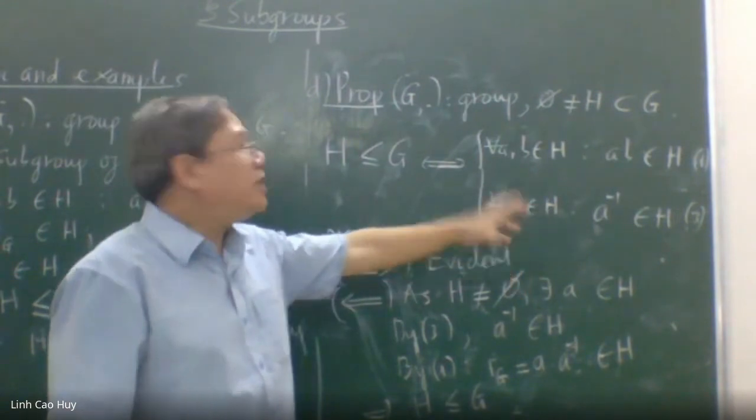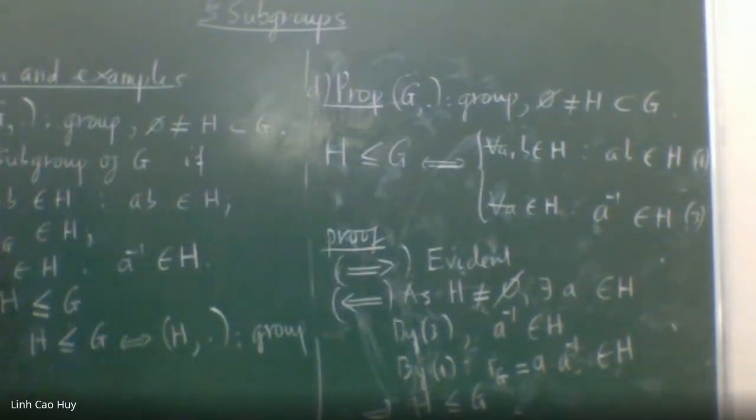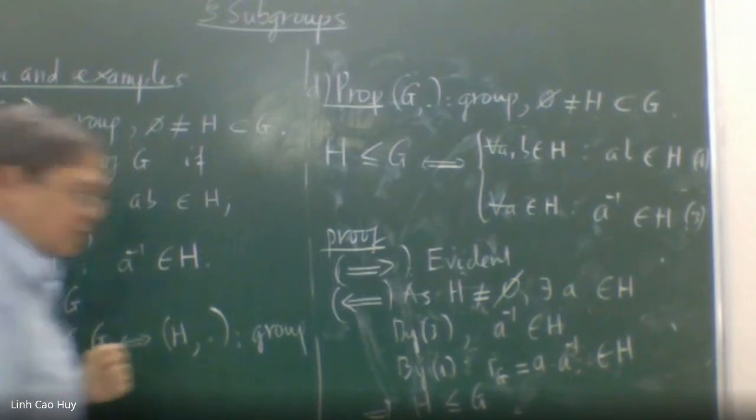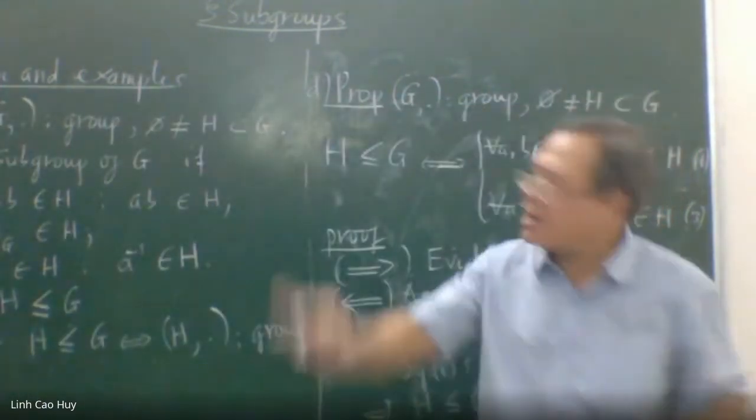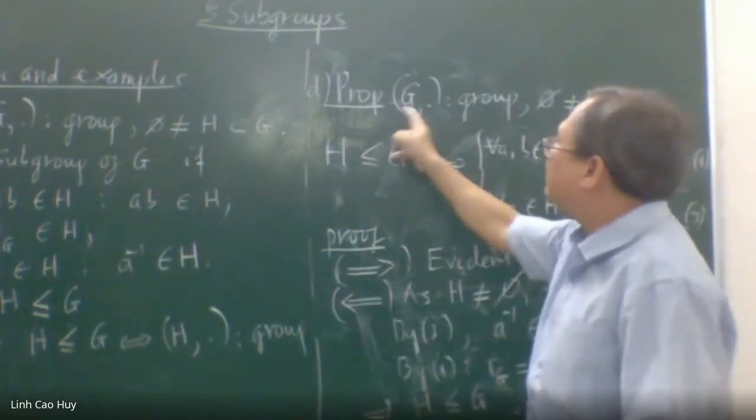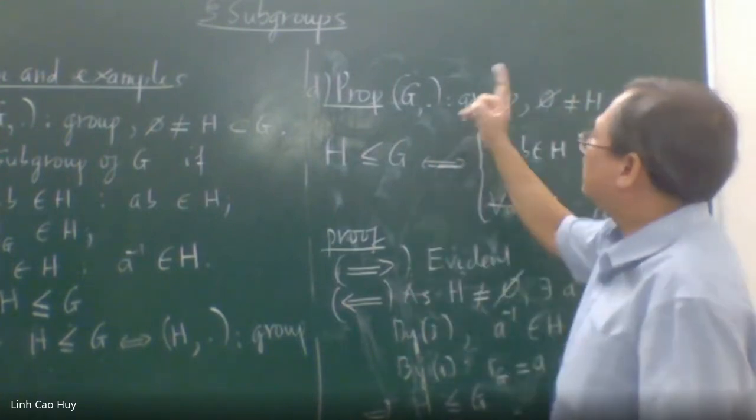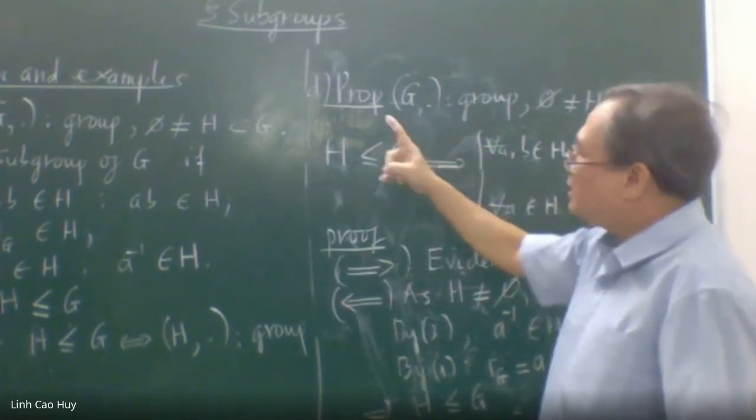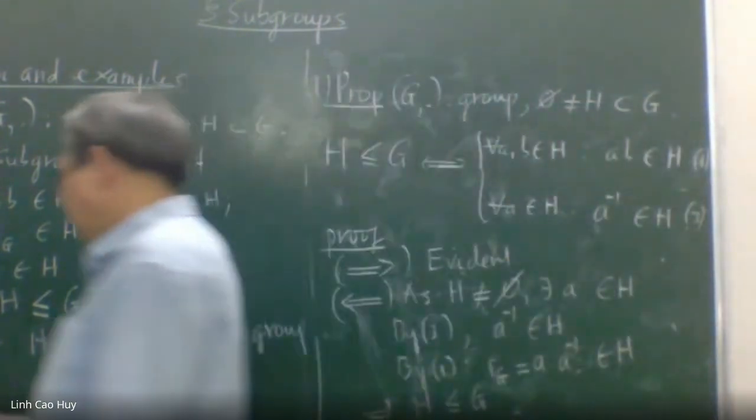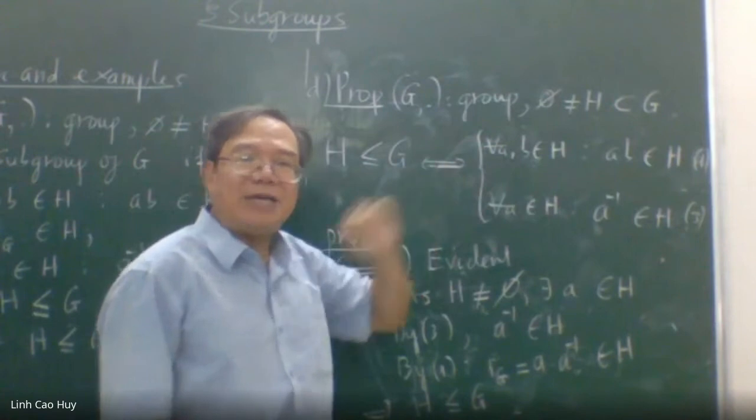So this proposition tells us that in the definition we can skip the second condition and still ensure H is a subgroup of G. That is the first criterion, the first criterion to check that a non-empty subset is a subgroup. To check that, we only need to check these two conditions, not all three conditions.